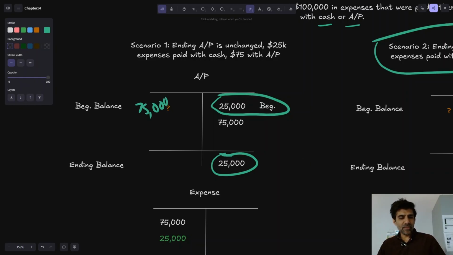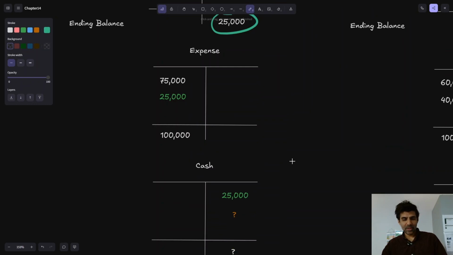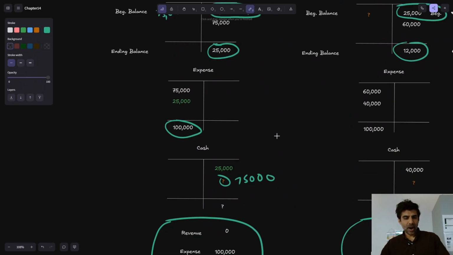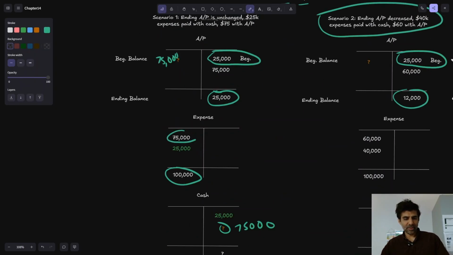Okay. And this 75,000 of accounts payable is related to what? How do we pay accounts payable off? When you pay your PG&E bill, right? They send you a bill, you have an account payable. What are you going to give PG&E to pay it off? Cash. Right? So this is going to be the same as this orange, $75,000 of cash. Okay? And this we're okay with. This 100,000 had this 75,000.